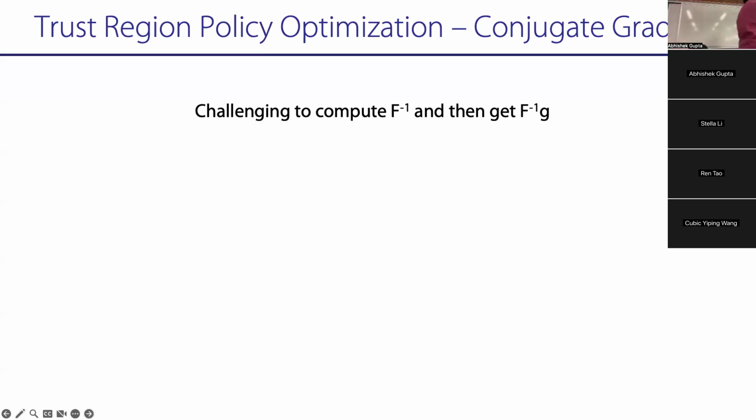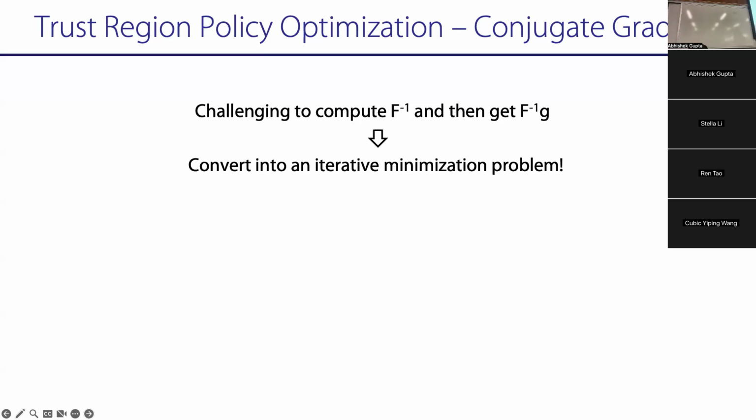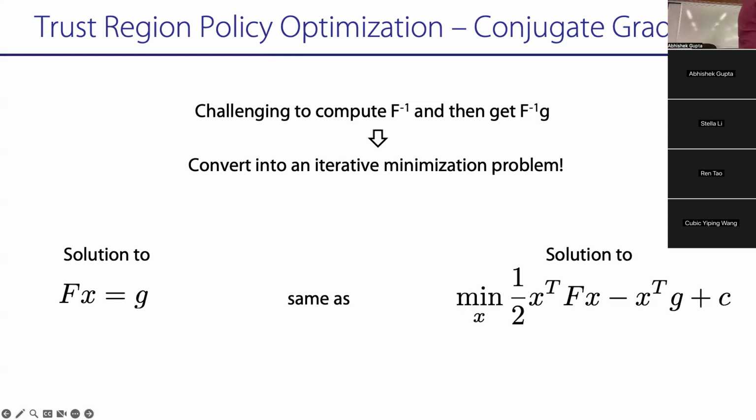Exactly. What you're going to do is convert it into an iterative minimization problem. If I can solve Fx equal to g, the solution to Fx equal to g is F inverse g, since you just multiply both sides by F inverse. So if I could solve Fx equal to g, then I can get F inverse g. It's a system of linear equations. One way to solve Fx equal to g is to find F inverse and solve it analytically, or use the pseudo inverse.